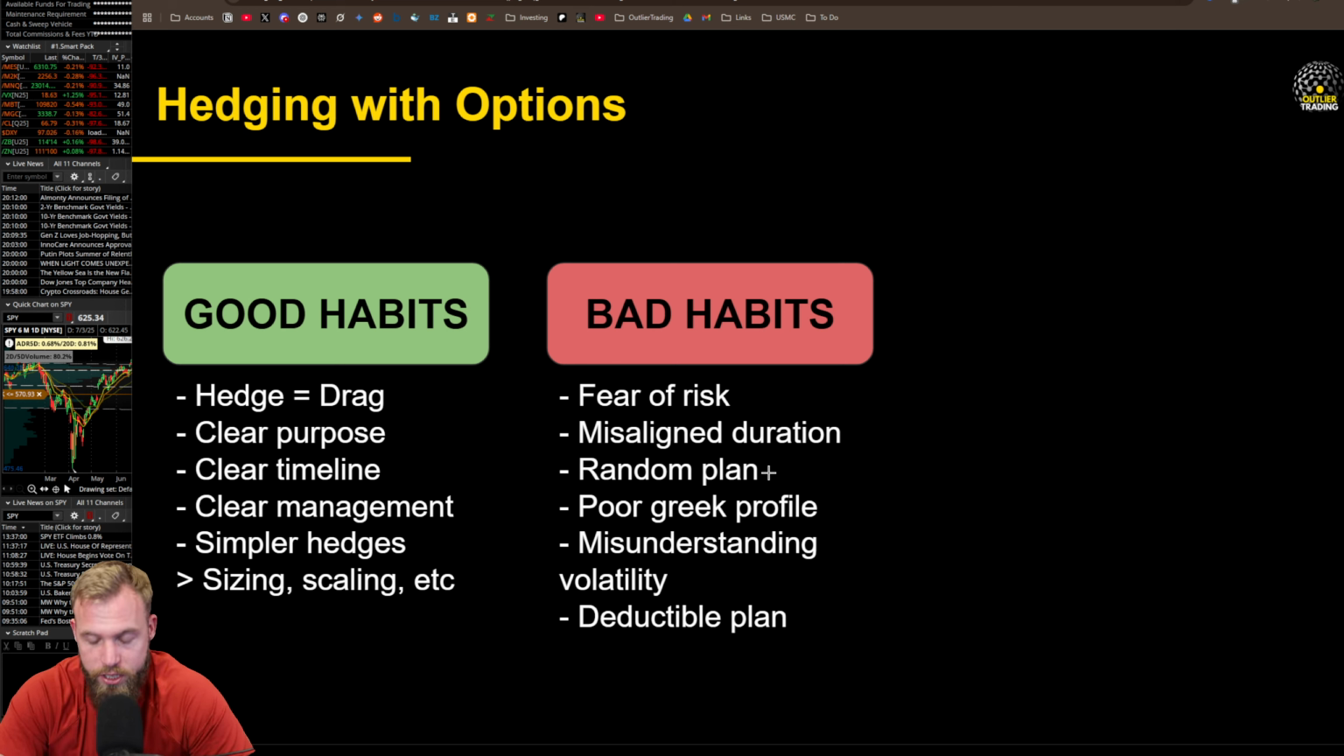You have to have a very specific definition of what you're trying to hedge, and why, so that you can create a management plan around it. The Greek profile is really important to keep in mind.